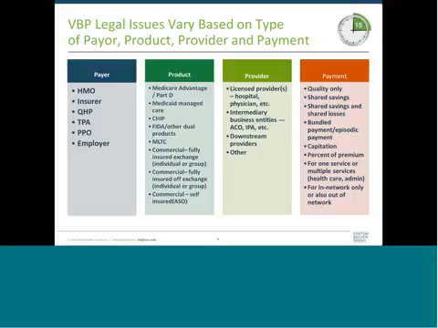Legal issues for value-based payment arrangements in managed care vary depending on the type of payer, the type of product, the type of provider, and the type of payment, or 4 Ps, as we can call them. And different combinations of each of these lead to different legal analyses, so it's important to identify which of these categories, or which of the examples under these categories, apply to your situation.